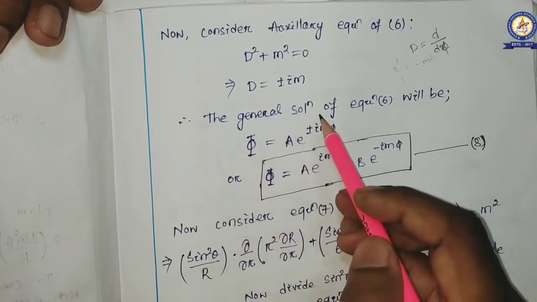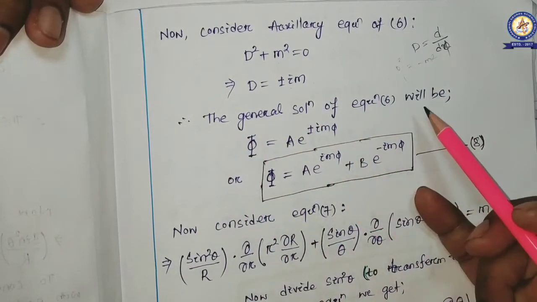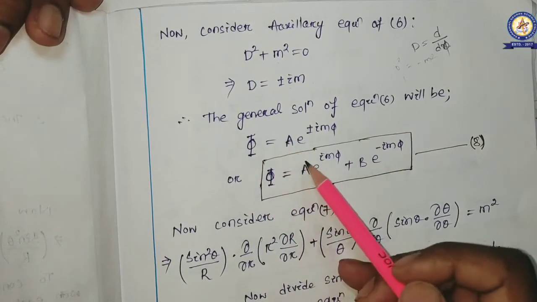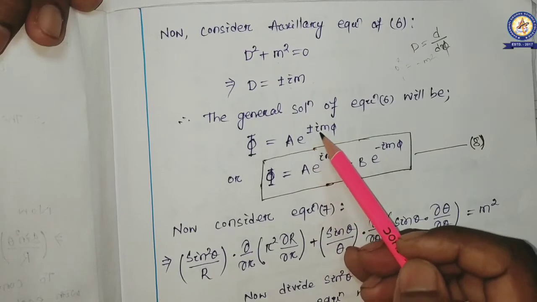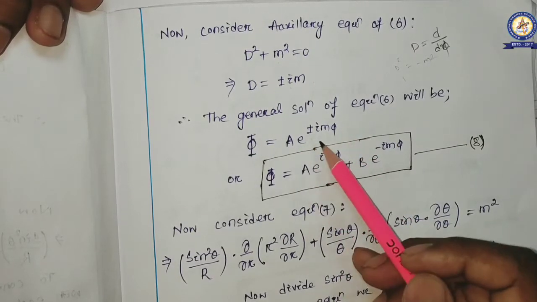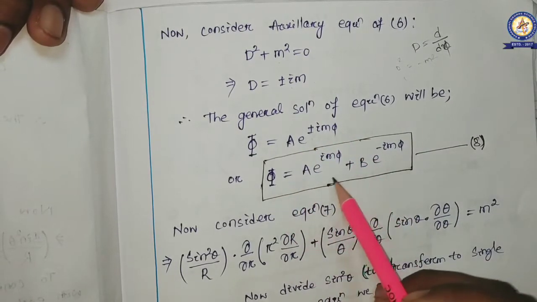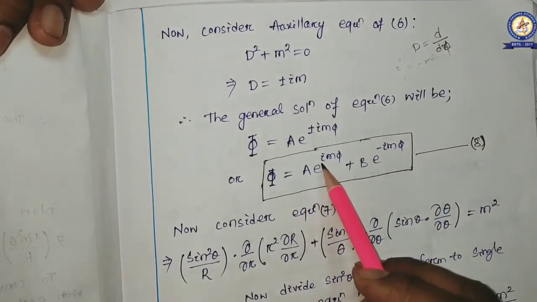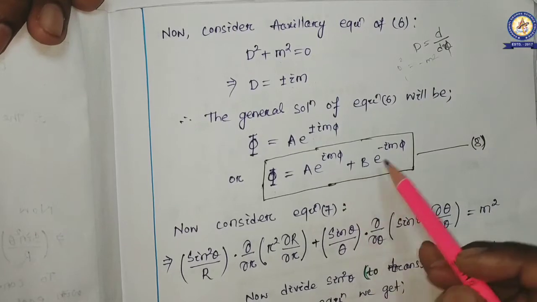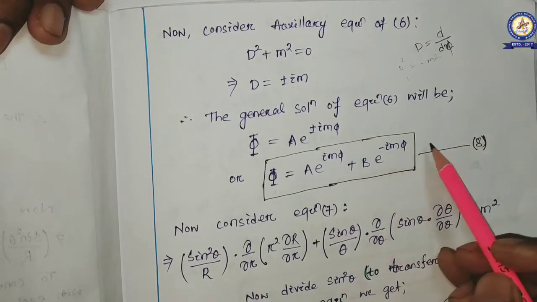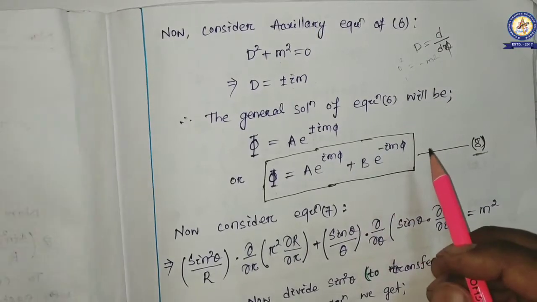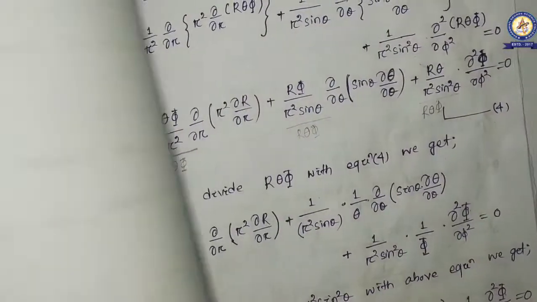Therefore, the general solution of equation number 6 will be capital phi equal to some constant into e to the power plus or minus i m phi, or this can be written as a linear combination of two solutions, that is capital phi equal to a e to the power i m phi plus b into e to the power minus i m phi. Let this be your equation number 8, that is our first solution we found here.